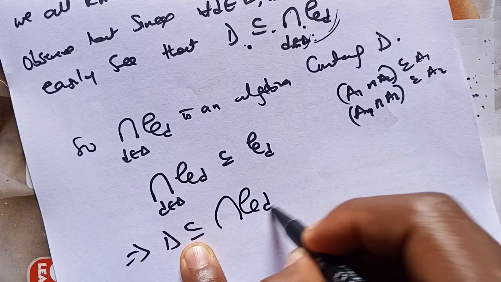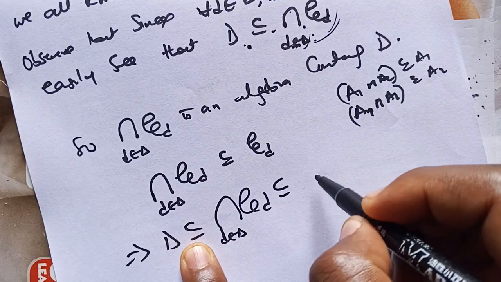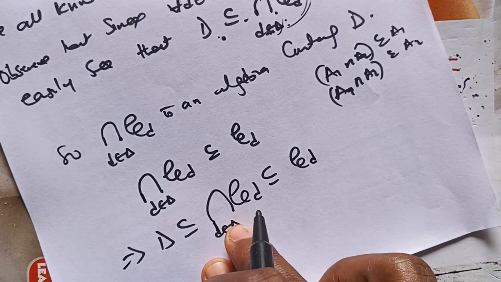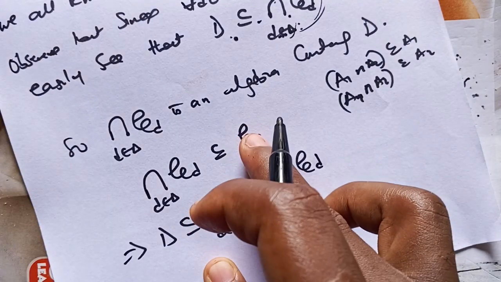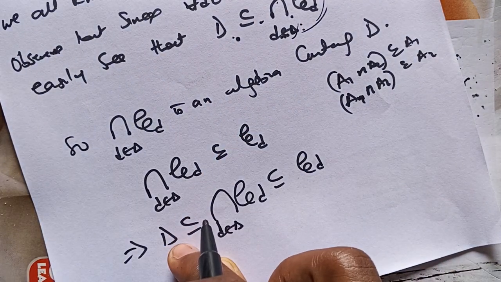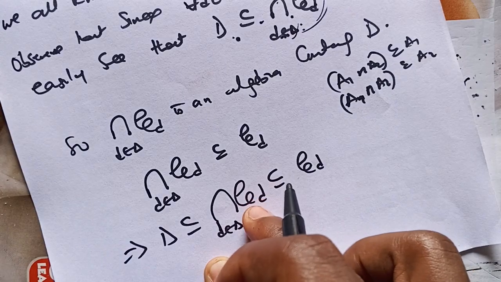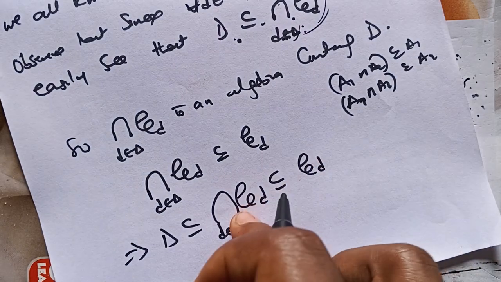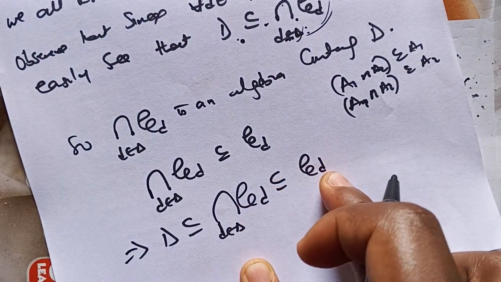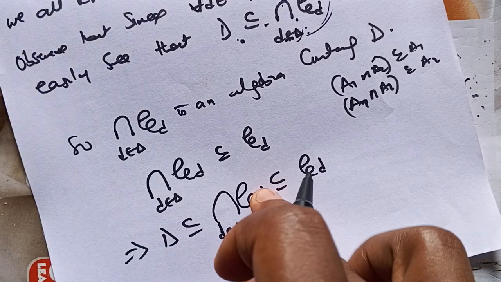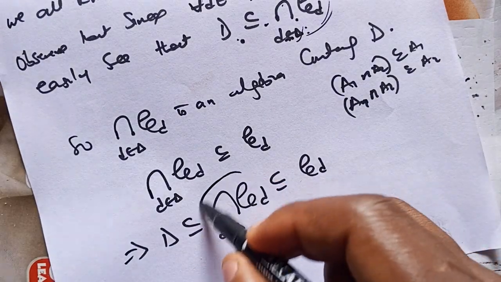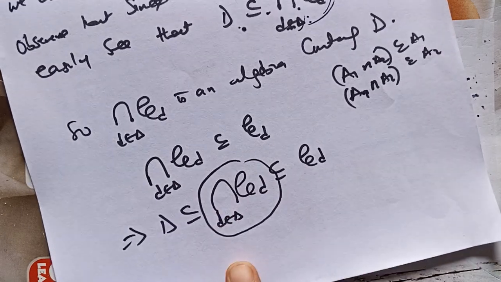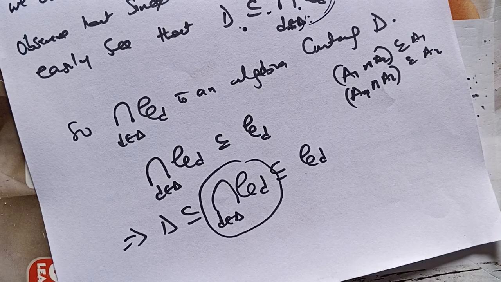and this is a subset of this. So we have shown that this is the smallest algebra containing D. Meaning that if this is an algebra containing D, then this is the smallest algebra containing D. Why is it the smallest? Because it is a subset of this, it is smaller than this, and it also contains D. So we have shown that this intersection is the smallest algebra containing D.